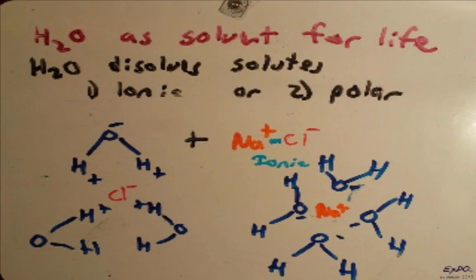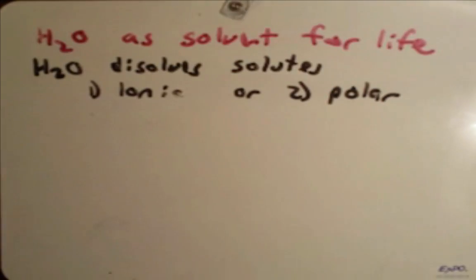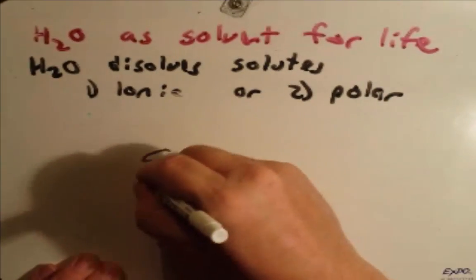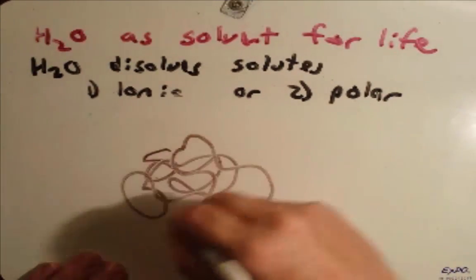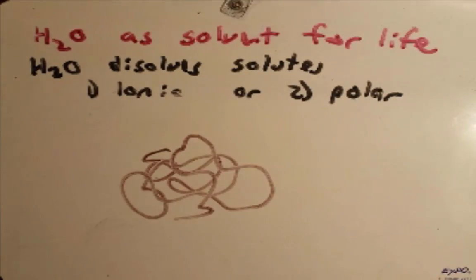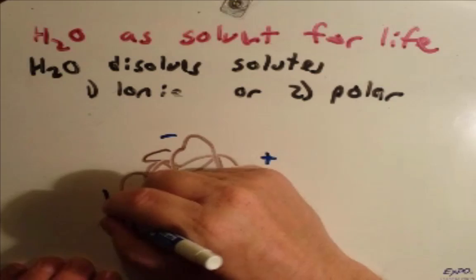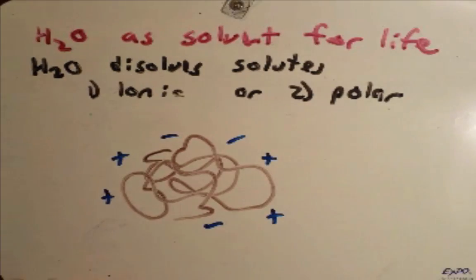Next, let's talk about polar molecules and how they dissolve in water. Essentially, it's the same way. So let's draw a protein. I'm just going to draw a protein like this. And if it's a polar molecule, it's going to have either partially or fully positive charges or negative charges on the outside of it, like so.